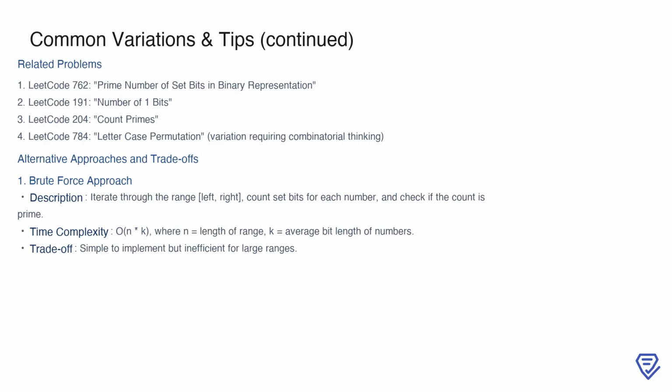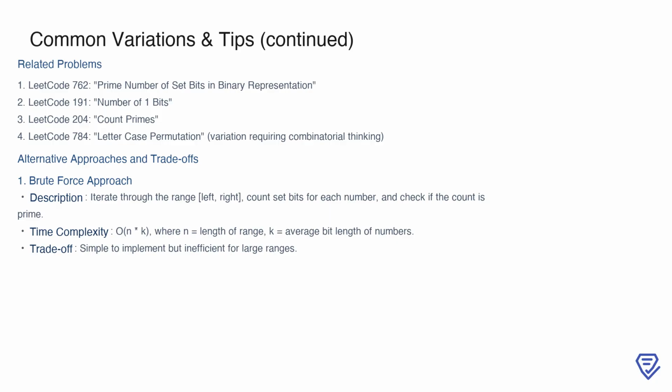This problem connects to several related problems that can help deepen your understanding. For example, LeetCode 191, Number of 1 Bits, focuses specifically on counting set bits, which is a key step here. LeetCode 204, Count Primes, deals with efficiently identifying prime numbers, which ties directly into this problem's requirements. Another interesting variation is LeetCode 784, Letter Case Permutation, which emphasizes combinatorial thinking similar to the binary representation aspect of this problem.